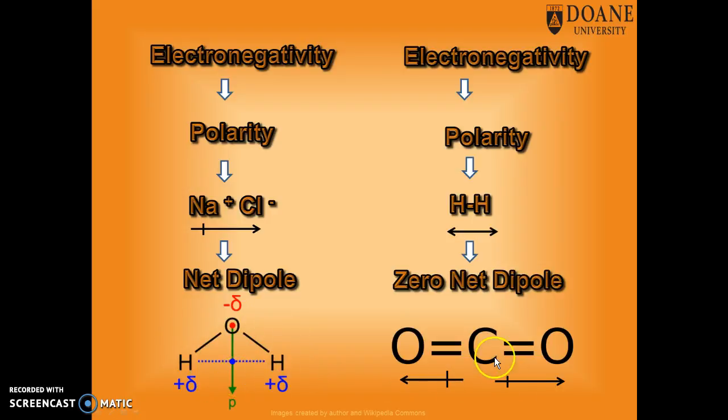On the other hand, carbon dioxide has a zero net dipole moment, because one vector goes from the carbon to the oxygen, and it is cancelled out by the opposite vector from this carbon to this oxygen.